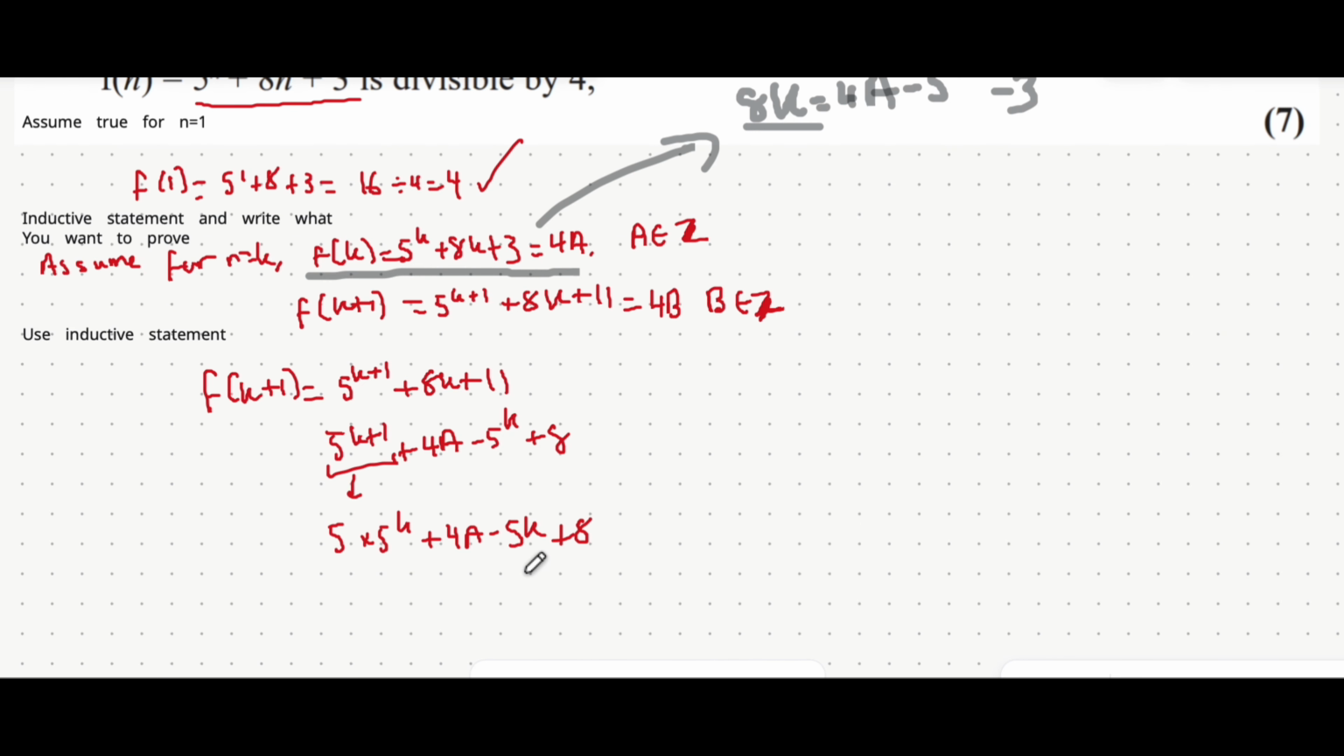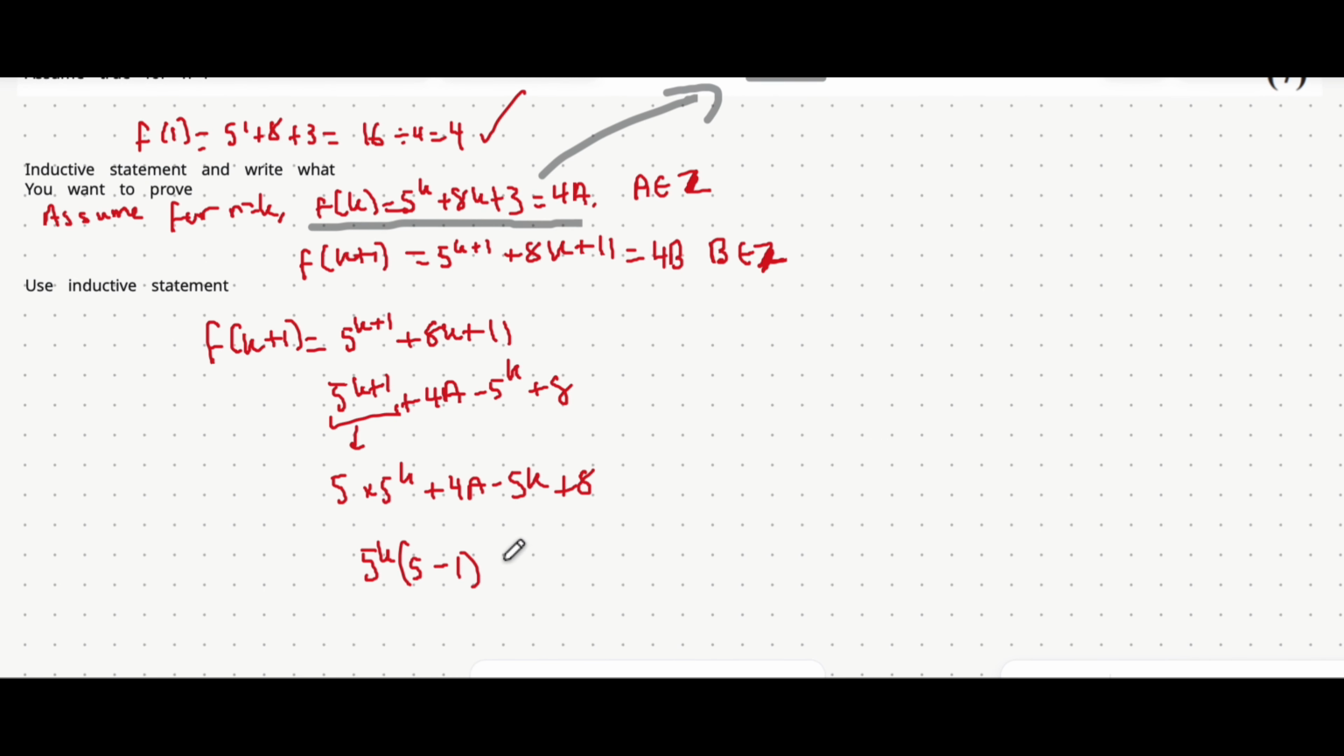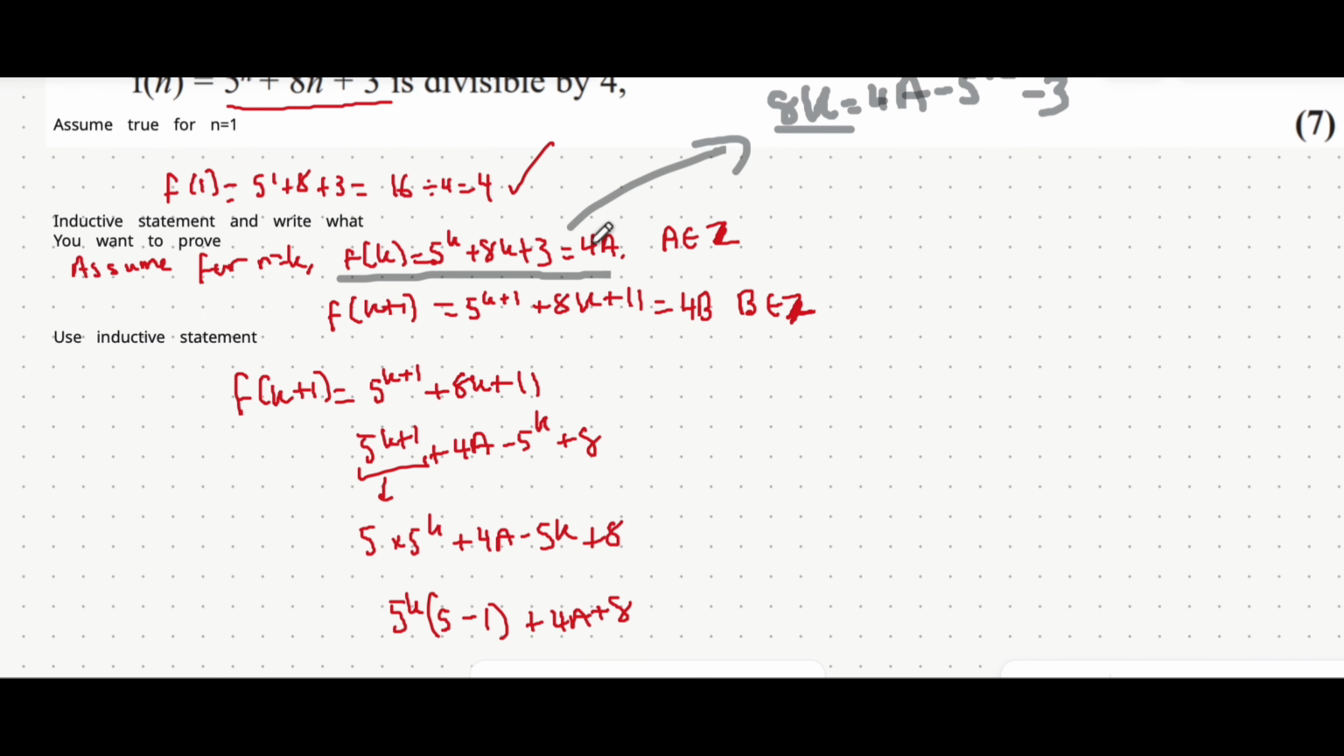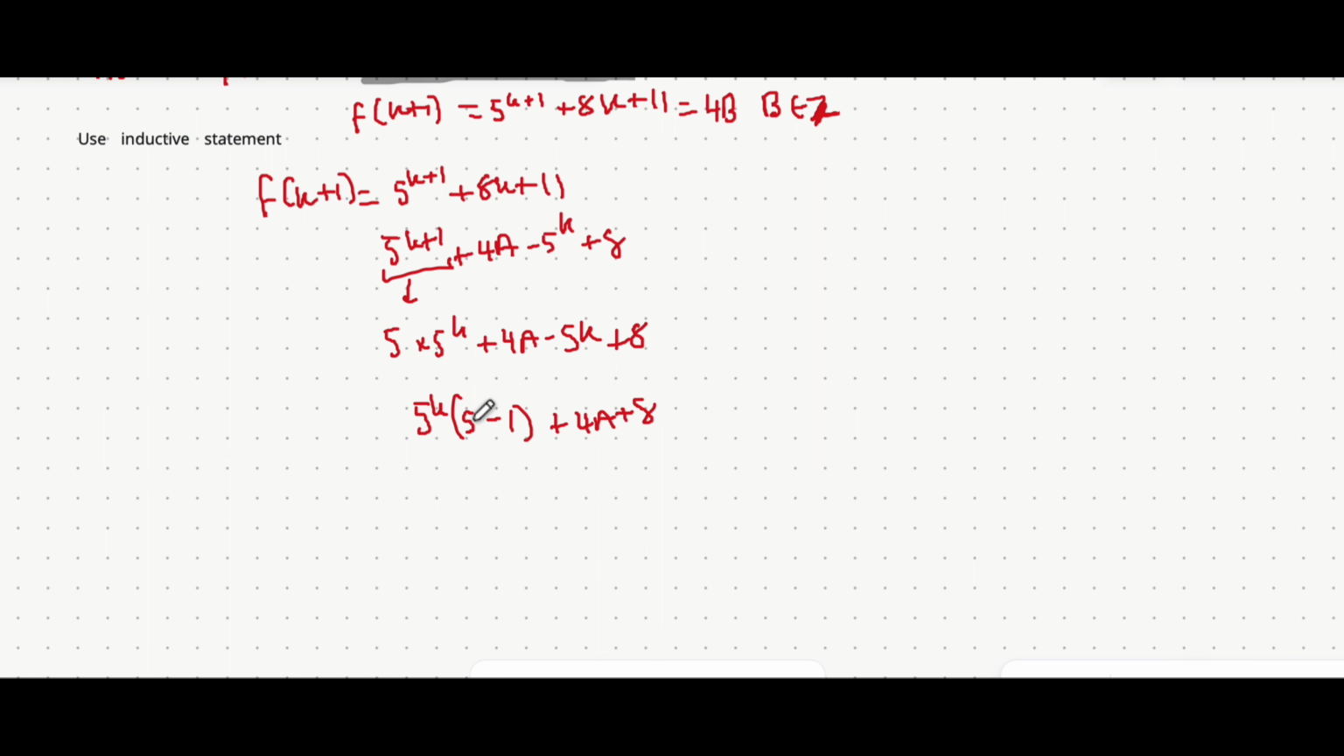Okay, now that these two terms have 5 to the power of k in them, we can factor that out from both of the terms, in which case we get a factor of 5 for the first term, and then take away that factor of 1. And then plus 4a plus 8. Everything's starting to fit together like a puzzle now because there is a way we can show that this is divisible by 4. Because 5 take away 1 is 4, so this is 4 times 5 to the power of k plus 4a plus 8.